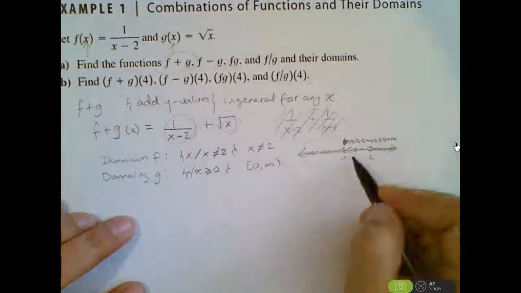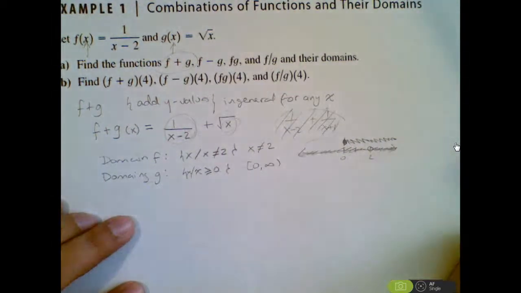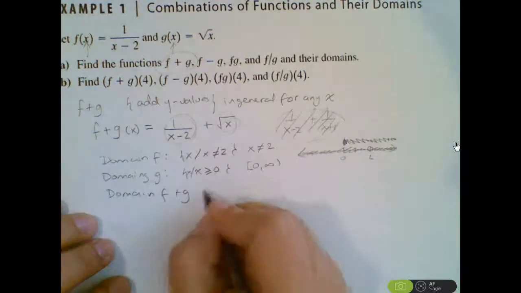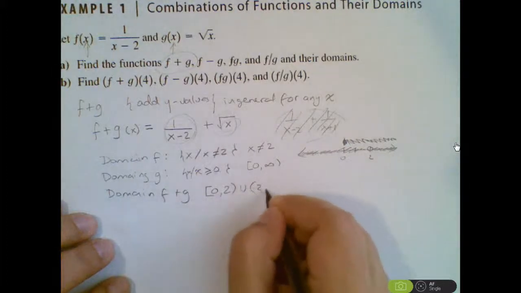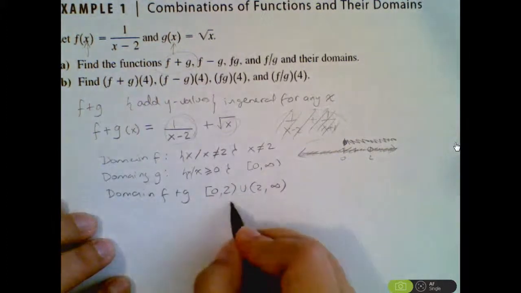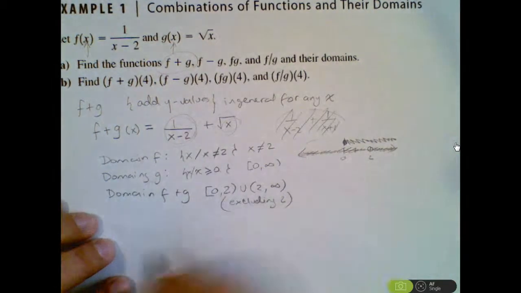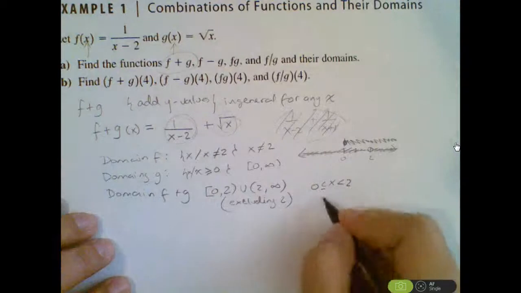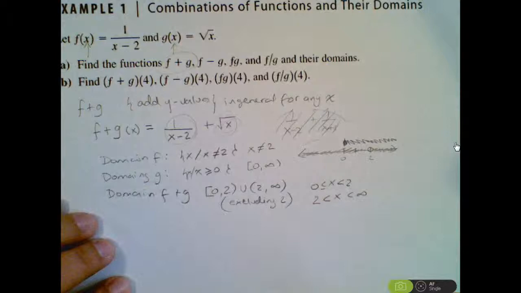So the part of the number line that gets shaded twice is not this part, but it's from 0 and on, except for the number 2. So the domain of f plus g would be from 0 to 2 open, union from 2 to infinity open. This is excluding 2. It's open at 2. That's what it means. Okay. Other way you can write it, you can say x is bigger than or equal to 0, less than 2, and x is bigger than 2, less than infinity. You can say that as well.